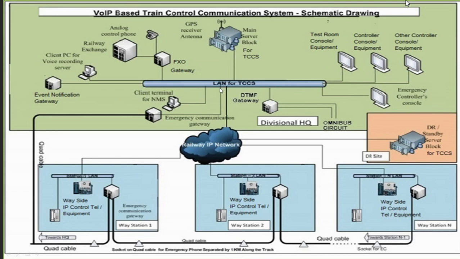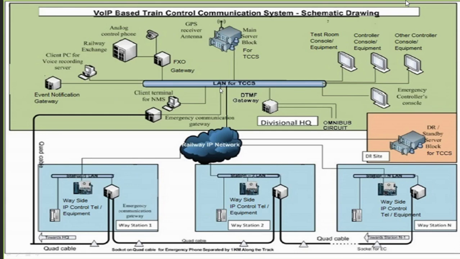This is the main connectivity for your headquarter equipment. After that, you will go to the way station. You will connect your circuits, the emergency circuit, EC circuit, through your quad cable. And at the way station, you will have again a gateway to connect to your IP network. Every way station will have an internal LAN circuit. So you will connect this emergency communication gateway to the LAN network and your IP telephone to your LAN network. It is the connectivity at your way stations, and it will continue till the end of the control section. This is the main network block diagram of your IP-based control communication system.